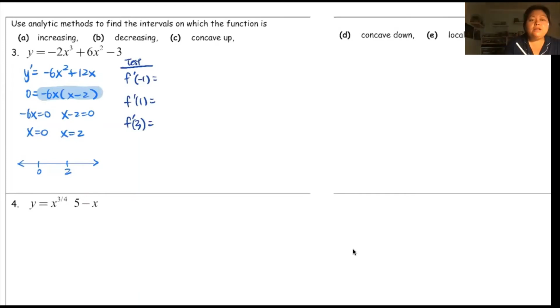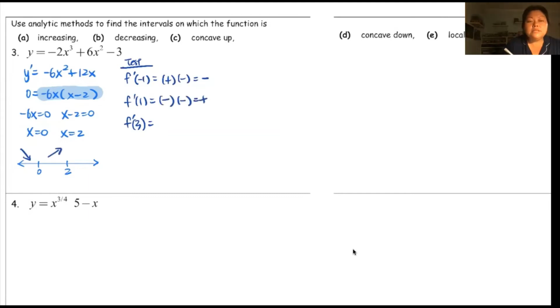If I plug in -1 to the first one, negative 6x, negative times negative gives me a positive, and -1 minus 2 gives me a negative, so I get a negative. That means this interval is decreasing because it's negative. Plug in 1 in the first one where it says negative 6x. So negative 6x times 1 is negative. 1 minus 2 is negative. So I get positive, so it's increasing.